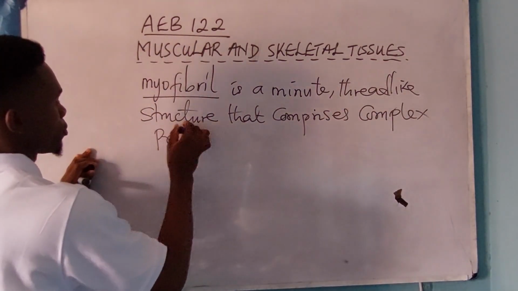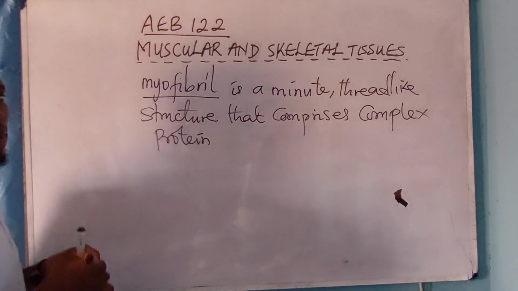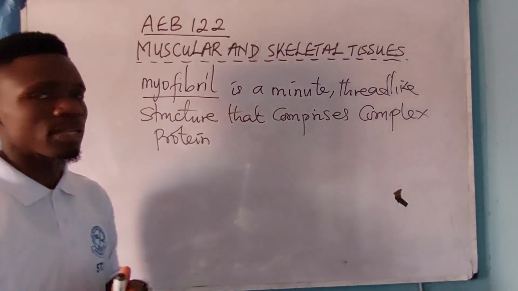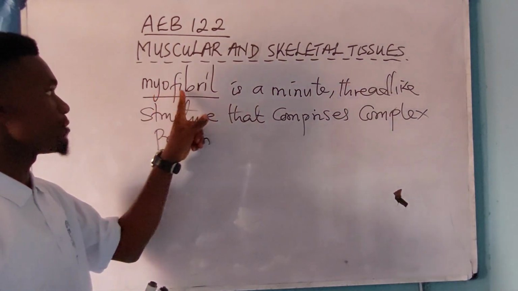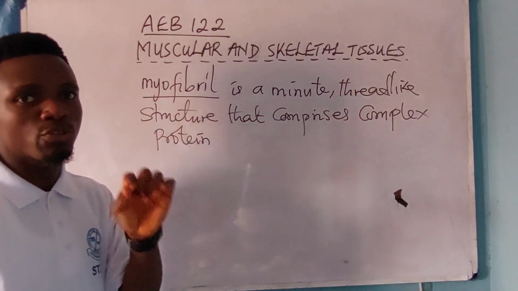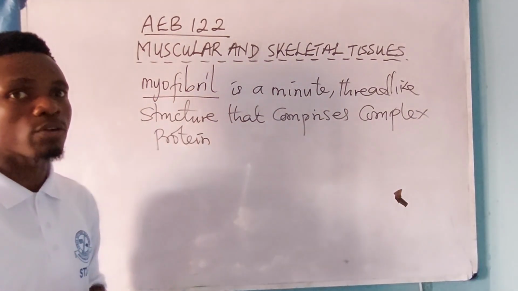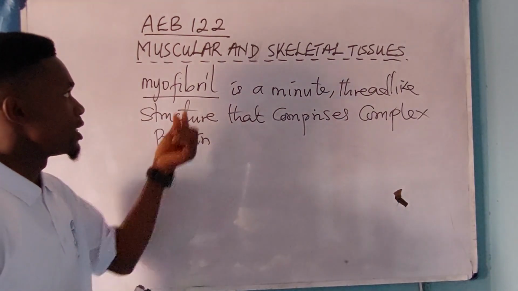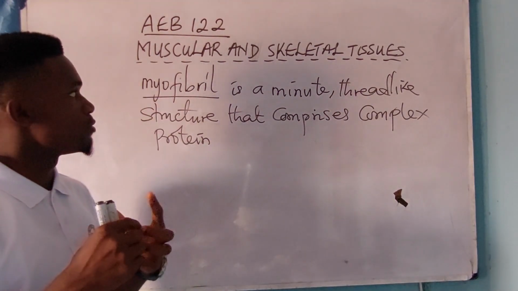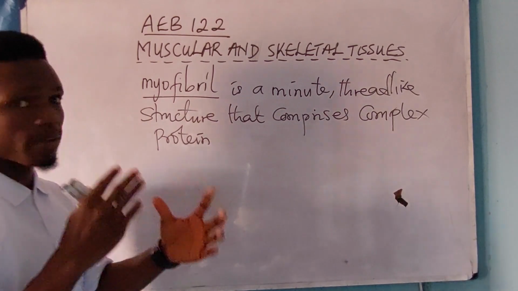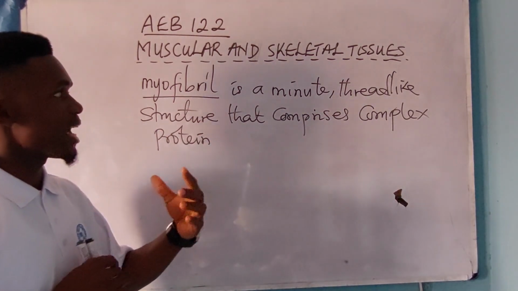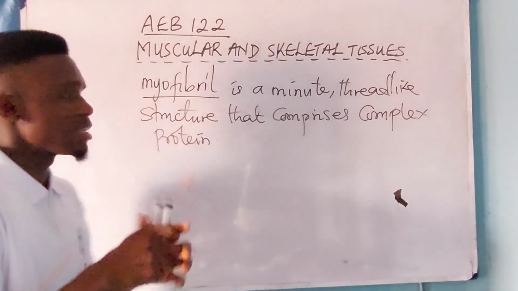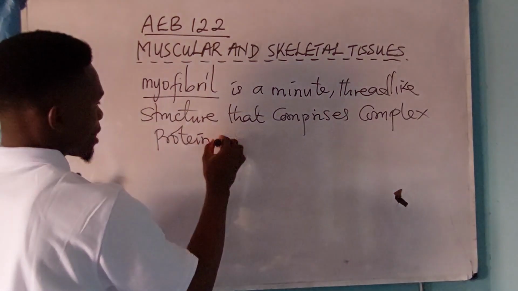They'll ask you that a minute thread-like structure that comprises complex protein is called which of these? Please, it is what? Myofibrin. Myofibrin is the basic unit of every muscle found in the body of an animal. Now, the various muscle cells or fibers of the myofibrin are arranged such that they are linked to form what? A myofilament.